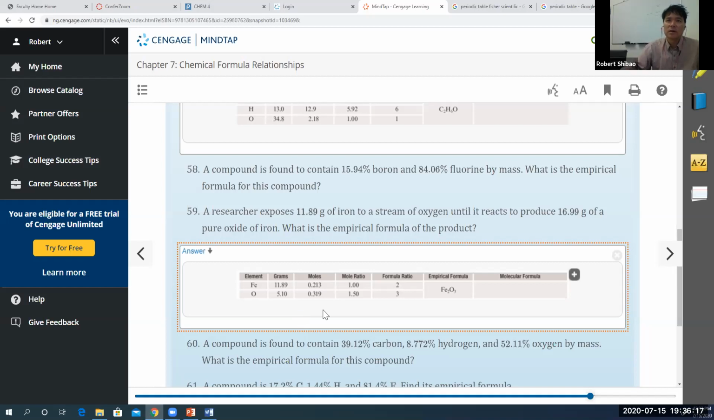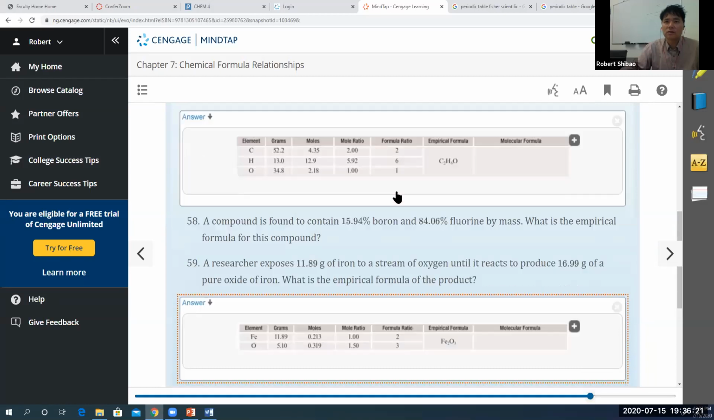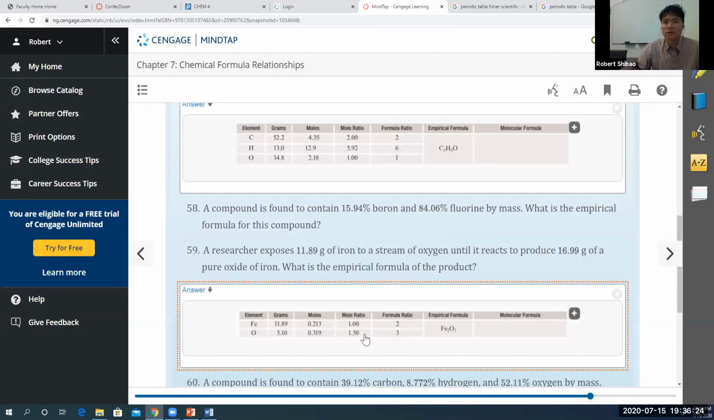Whereas in the previous example, it was close enough. 5.92 is close enough to 6, so we'll round it to 6. But 1.5 is not close enough to 2 to round it to 2. It's stuck right in the middle. And that leads to a huge round-off error. So it's easier to double it here. And so that's what they did here. So that's a variation of what happened here.